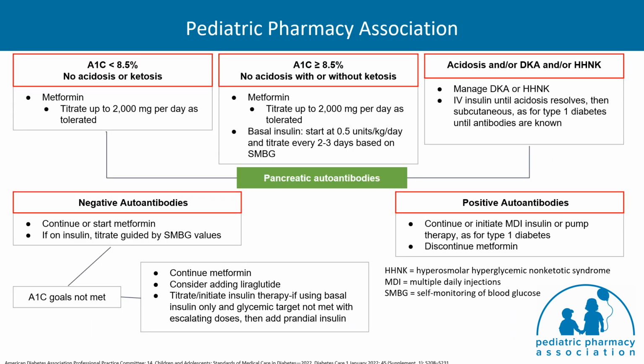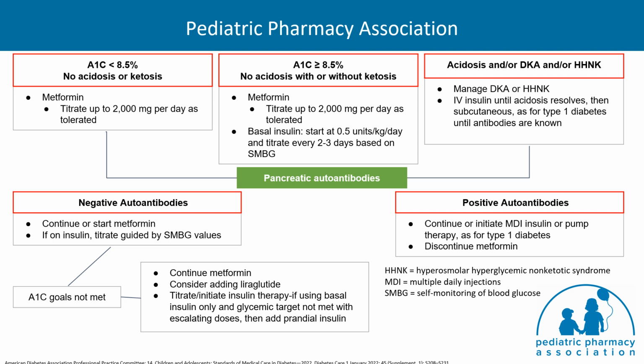The American Diabetes Association has a nice algorithm for how we manage these patients on an initial presentation. So we first off start by looking at their A1C. If their A1C is less than 8.5% and they aren't showing signs of either acidosis or ketosis, we're going to go ahead and start metformin, assuming their renal function is normal. That metformin is started at a lower dose and eventually titrated up to the higher dose of 2,000 milligrams per day, as long as it's tolerated, with GI adverse effects being the most commonly associated with metformin use.